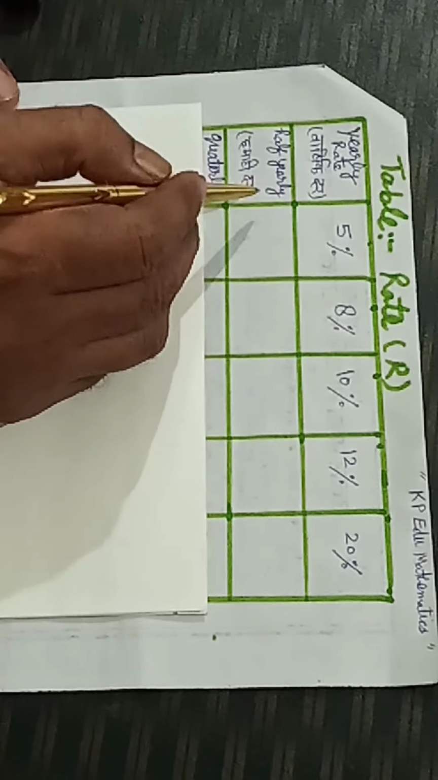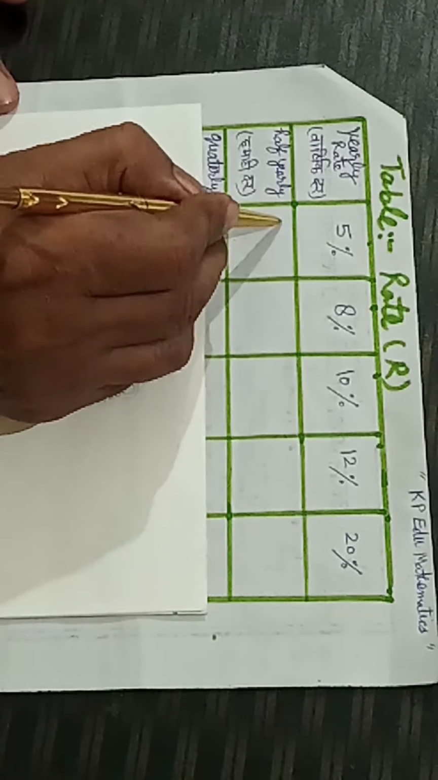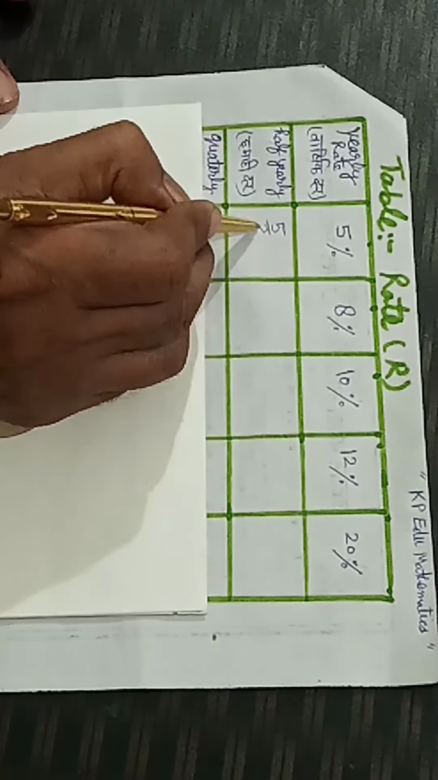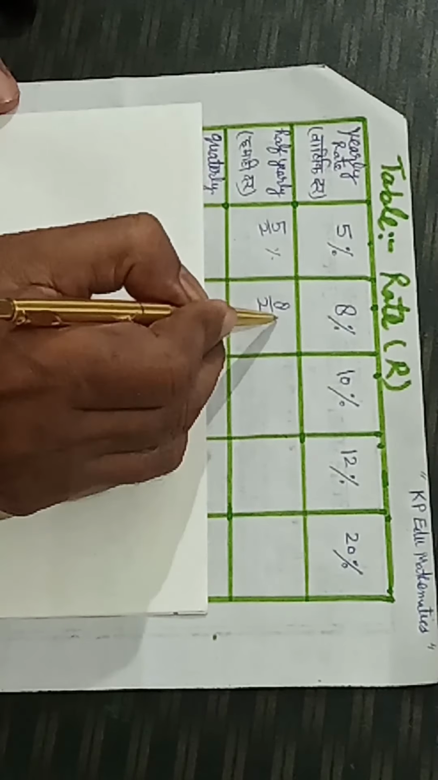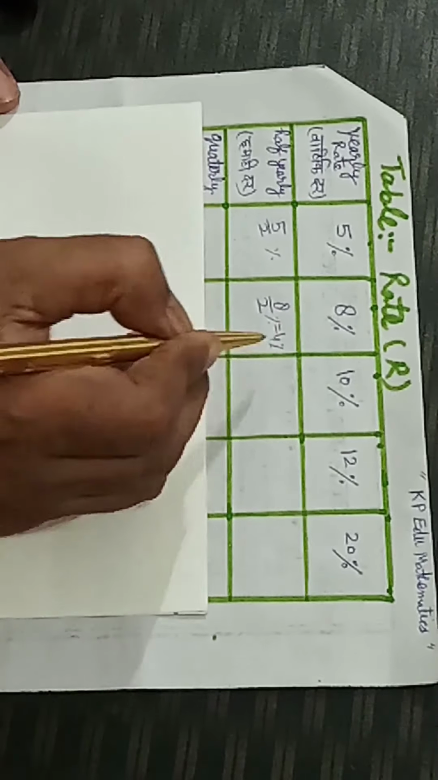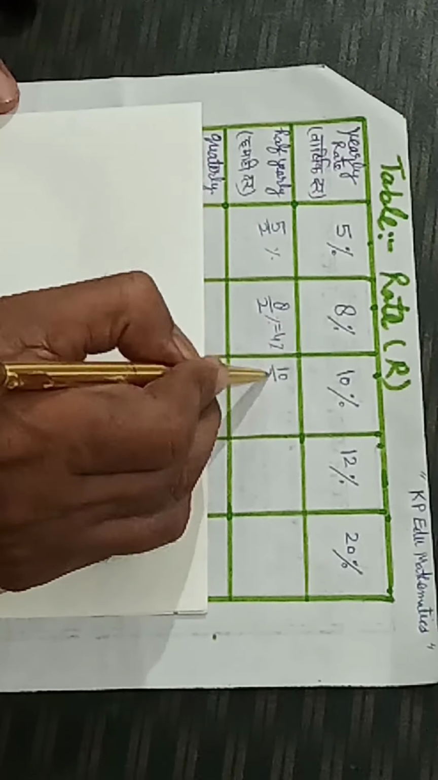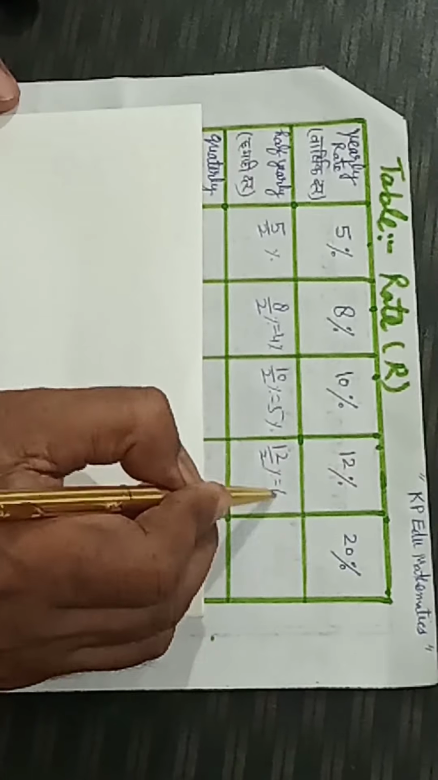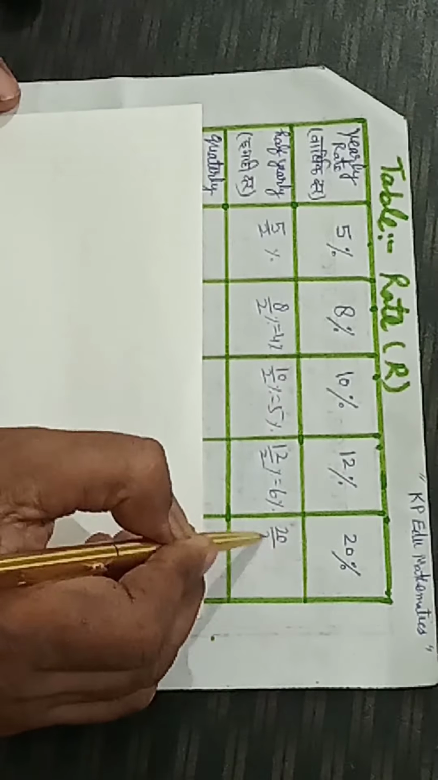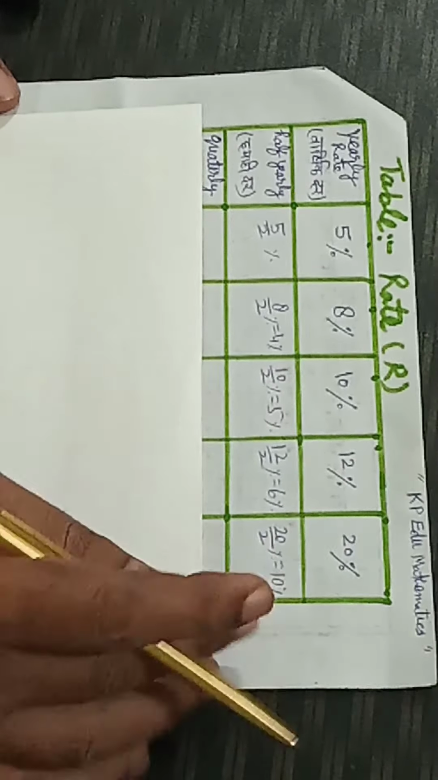If a compound interest is compounded half yearly, then this rate will be 5 by 2%. This rate will be 8 by 2%, that is 4%. This 10% will be 10 by 2%, that is 5%. This will be 12 by 2%, that is 6%. और ये 20 by 2% mean 10%.